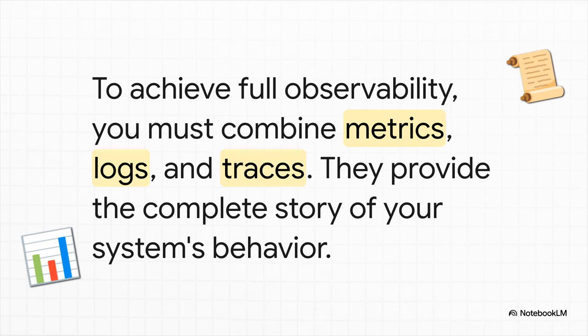You've got metrics. Those are your numbers, like CPU at 50% or 100 requests per second. Then you have logs. These are text records of events, telling you what happened at a specific time. And finally, you have traces, which are super cool. A trace follows one single user request on its entire journey through all the different microservices in your system. You absolutely need all 3 to see the whole picture.